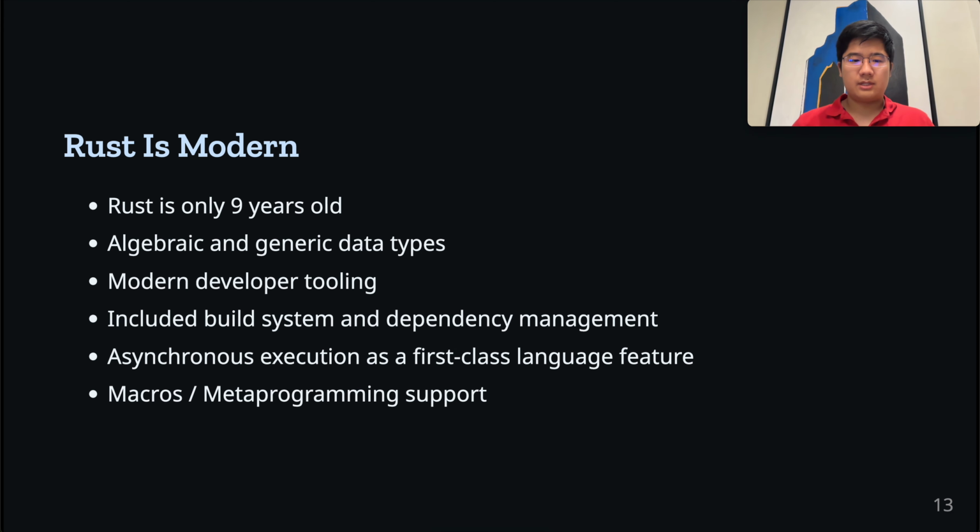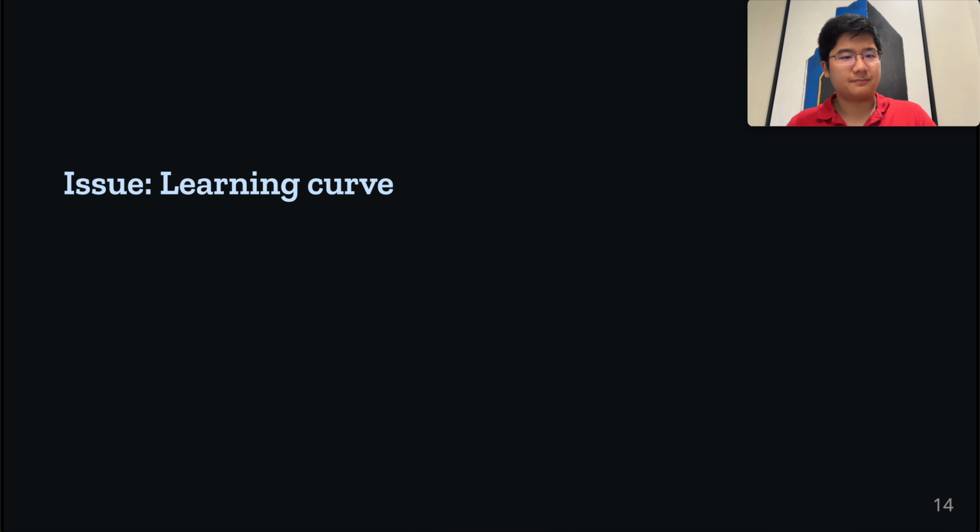In Rust, we also have macros and metaprogramming support. Again, sort of similar to generics and templating, we do have the ability to metaprogram. We're not going to cover it in this course, but there's a whole other world of programming and metaprogramming that is very, very cool.